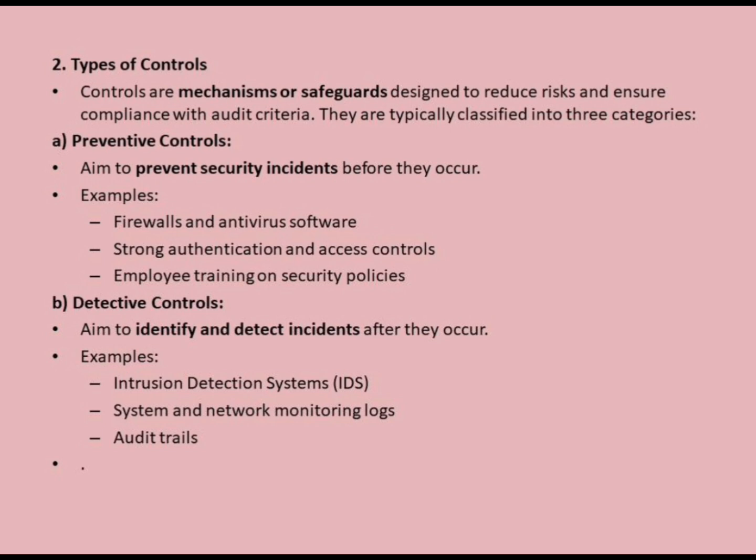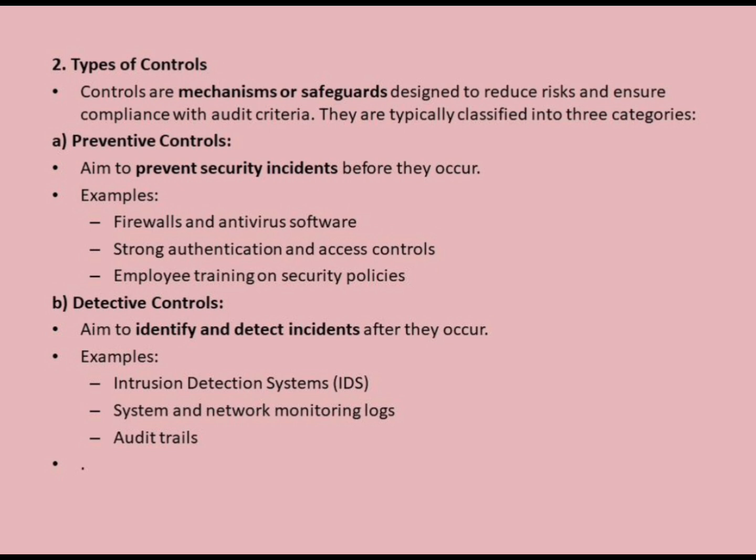Types of controls. Definition. Controls are mechanisms, safeguards, or procedures implemented to reduce risks, ensure compliance with audit criteria, and protect organizational assets. They help in preventing, detecting, and correcting security issues. Controls are typically classified into three main categories. Preventive controls. Purpose. Preventive controls are designed to stop security incidents before they happen. They act as the first line of defense against potential threats.